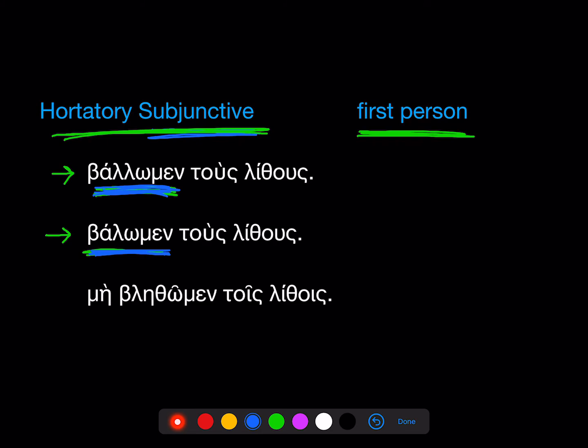The negative for the hortatory subjunctive is μή. So here, μὴ βληθῶμεν, we have an aorist passive subjunctive in the first person plural. So let's not be hit by the rocks. Okay.